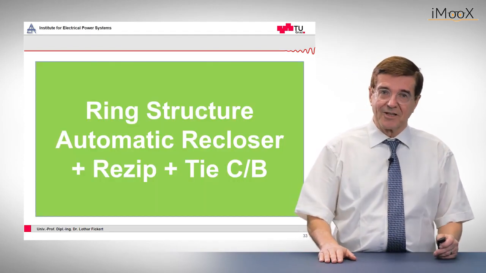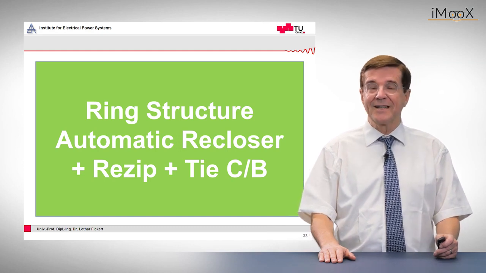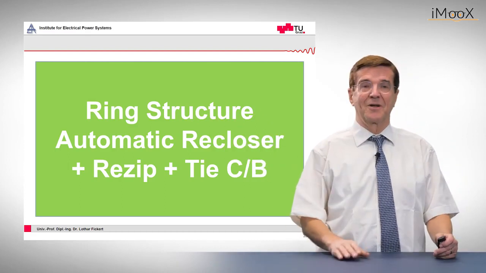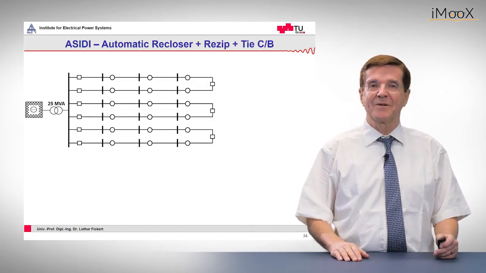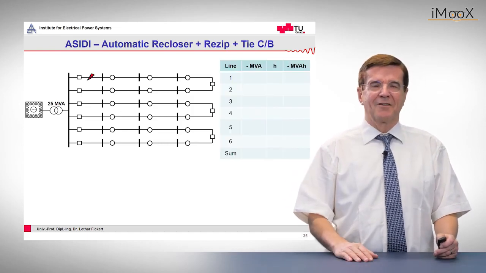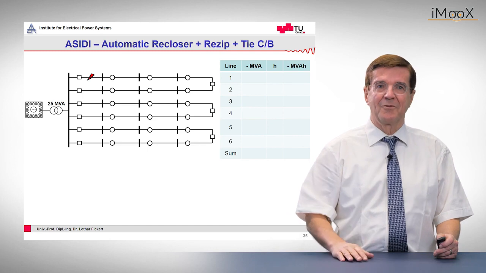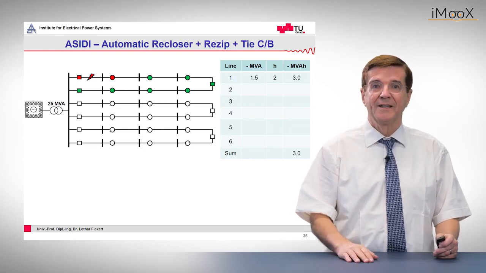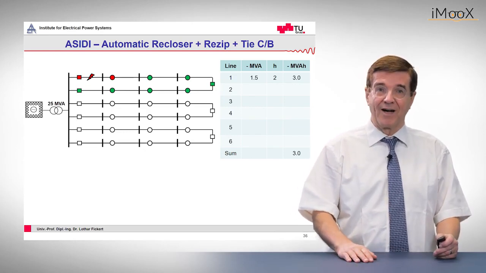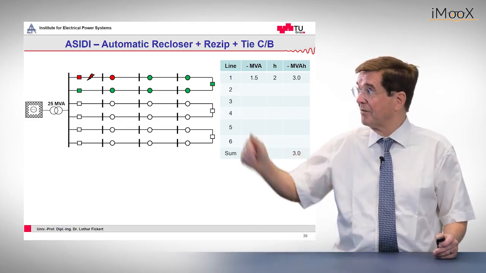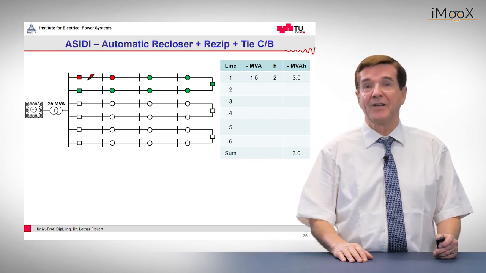The last structure I would like to show to you is a ring structure with automatic recloser, recip recloser and a tie circuit breaker. And here we can see what happens in the course of the same year repeated again. So we have fault number 1 on feeder number 1 on the first half, and here we lose, because of the recip principle, only 1 bus bar, and this is 1.5 MVA for 2 hours, and altogether per event it is minus 3 MVA hours.